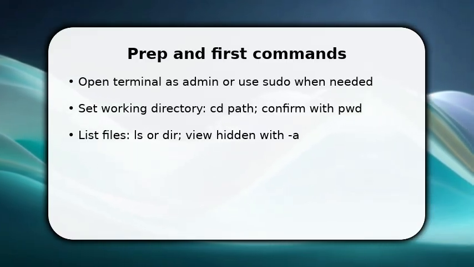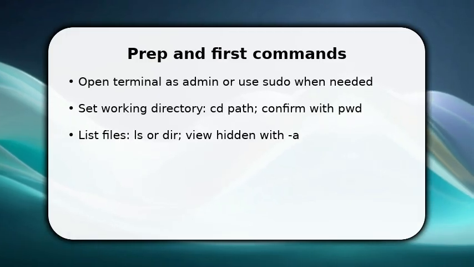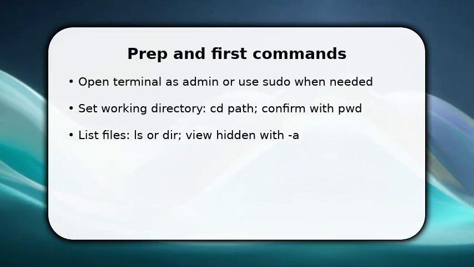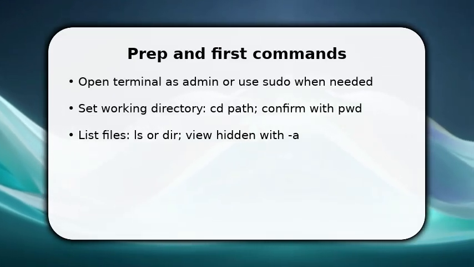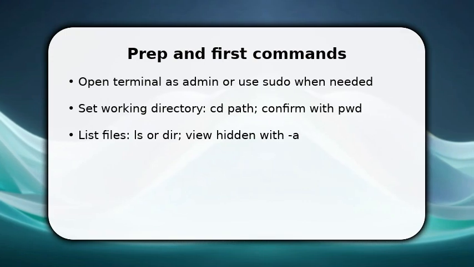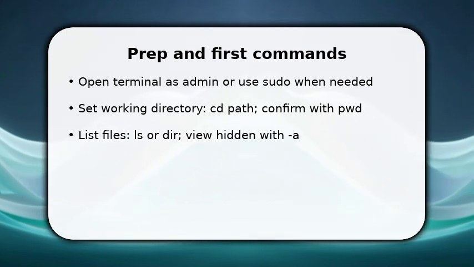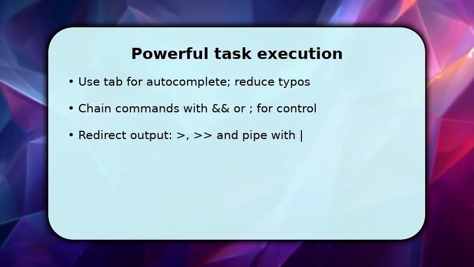Next, list files with ls or dir to see what's present. Add -a to reveal hidden items. These first steps orient you and prevent mistakes later, so make sure to verify the prompt shows the right directory before proceeding. You now perform core operations efficiently.